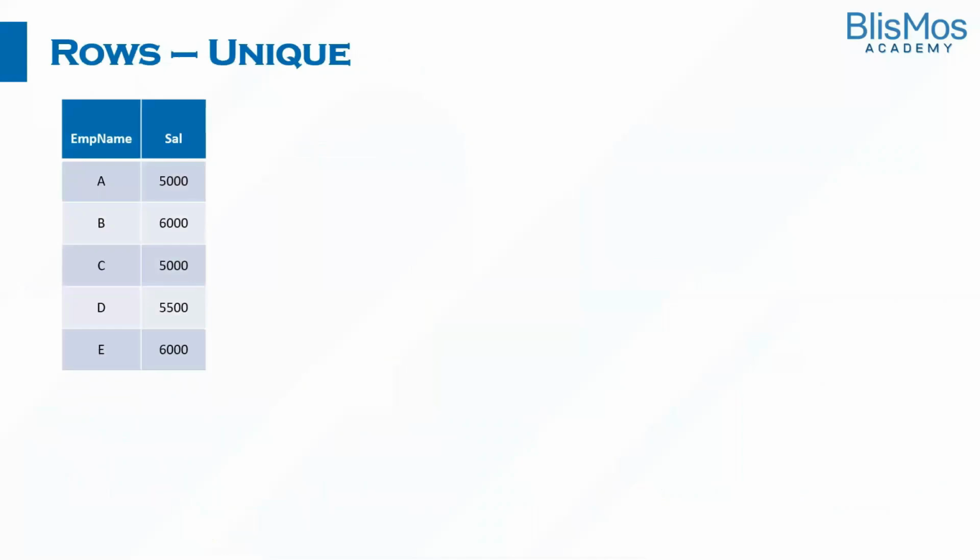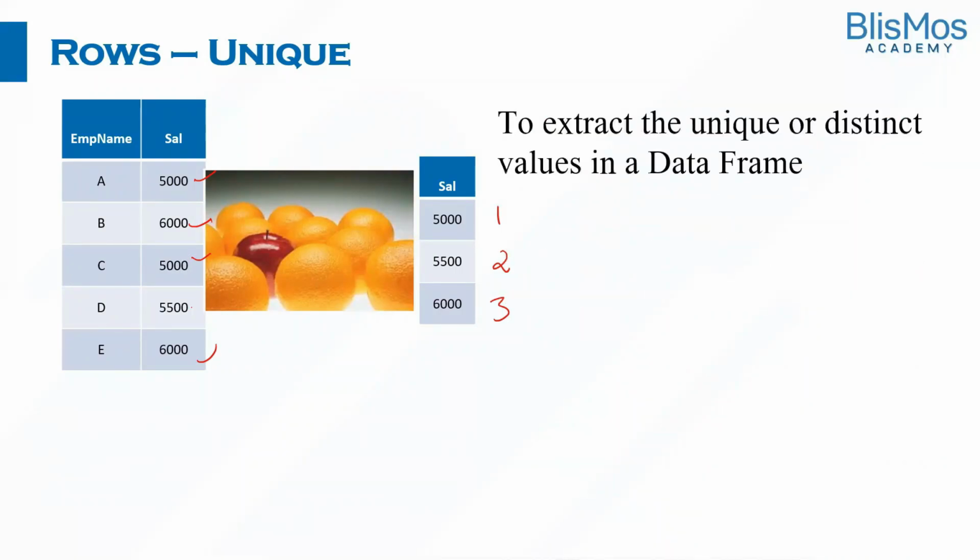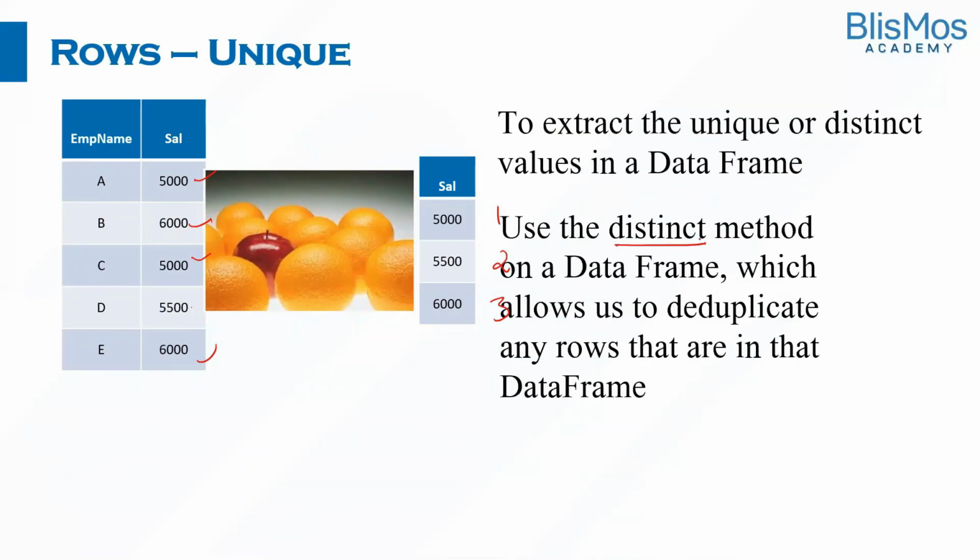Now that we understood how to filter, one more important thing is how to get the unique rows from a data frame. In this case, we want to see which are the unique rows from the salary perspective. You see, we have 5,000 here, 6,001 is unique, and also 5,500. So, we get 3 unique rows out of these 5 rows. If you want to get unique rows from a particular column, we can use the distinct method, which will take out all the duplicate rows from that column and give you the unique rows. This is how you use it.